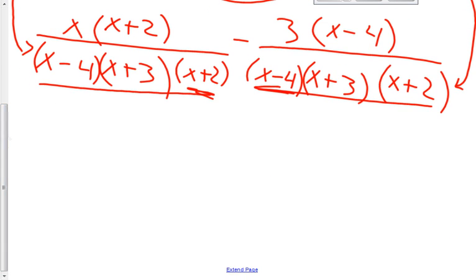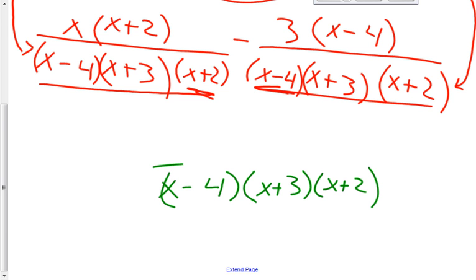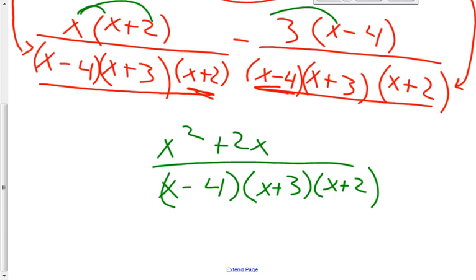So you have now a common denominator of x minus 4 times the quantity, x plus 3 times the quantity, x plus 2, with x squared in the numerator, a positive 2x in the numerator, a negative 3x, make sure you use the negative 3 and not the positive 3, and a negative 3 times a negative 4 is a positive 12.